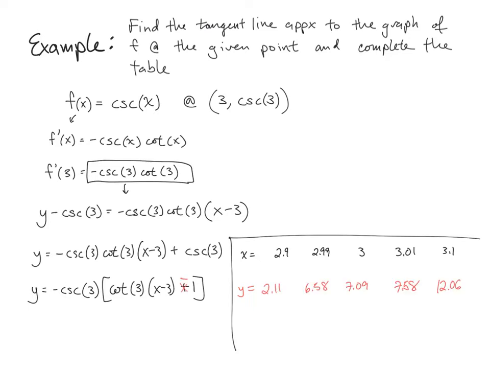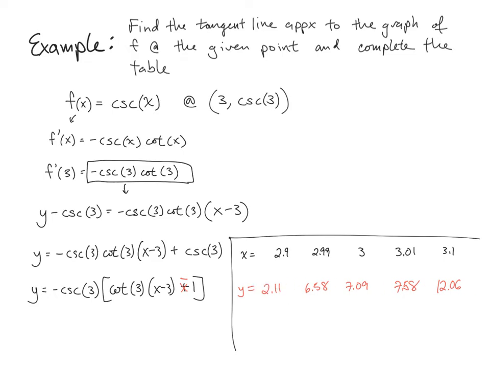So before I go too much further, I realize I made a sign error here. If you common factor a negative cosecant 3 here, this will be a negative 1. I caught that error before I made my calculations. So if you go through and substitute these x values into the tangent line function, the y equals, you will get these corresponding y values.